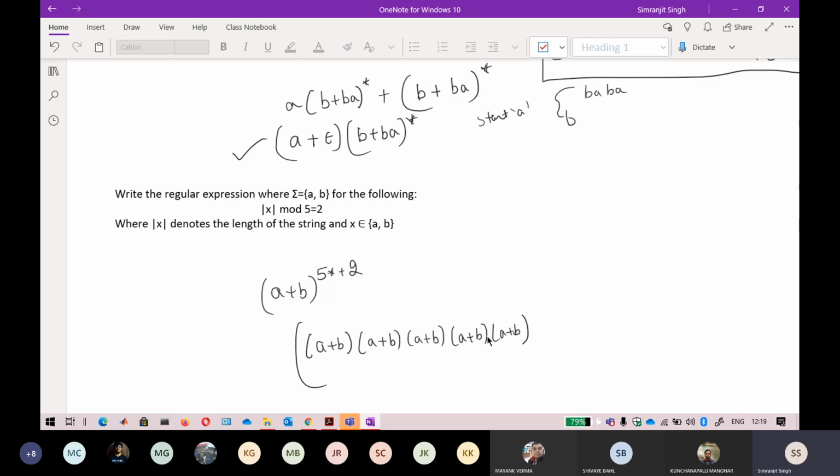Okay, so this will be your (a plus b) raised to power 5 star, followed by a plus b plus a plus b. Okay, so this will be your 2 star. This is your 5 and this is your 2. So you can also write it like this, 5 star plus 2. And if you write it in the form of n, you can write it like this, (a plus b) raised to power 5n plus 2, where n is greater than or equal to 0.